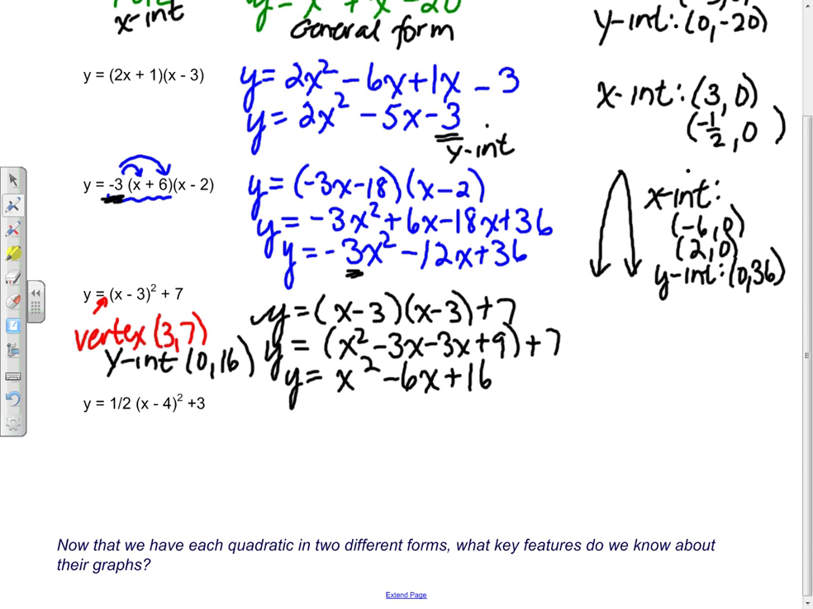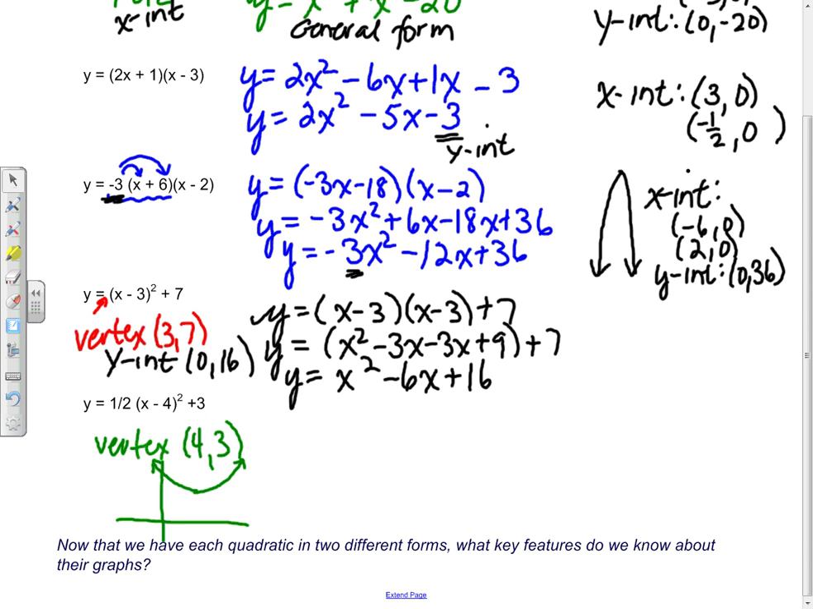And the last one on this slide, also in vertex form, tells us that we have a vertex at 4 to the right, 3 up. I also know that this parabola, if I were to draw it, would open upwards and have a step pattern altered by a half. So it would be wide, open upwards. It will have a minimum value of 3.